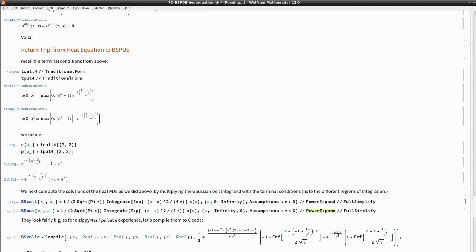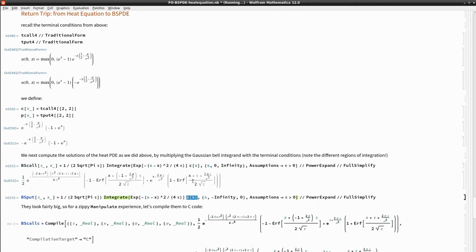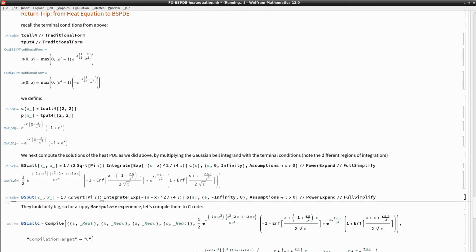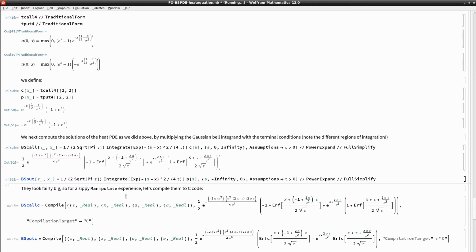We take the Gaussian bell integrand times the initial condition. Note that for the calls we have to go from 0 to infinity, and for the puts we have to go from minus infinity to 0. But when we do that, we have the solution of the heat equation right there. We just need to multiply with these payoff profiles, these initial conditions. That gives us the solution directly. And we see the call formula here and the put formula in a few seconds.